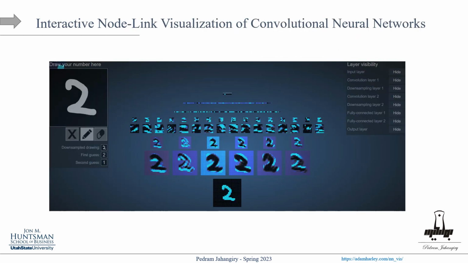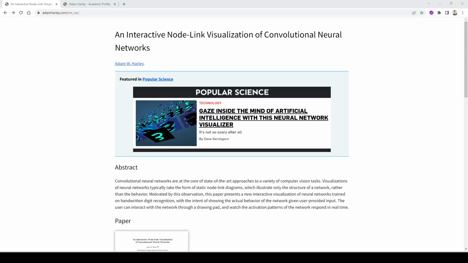All right, now let's look into a cool visualization of the CNN. This is actually a paper written by Adam Harley. So here's the link if you want to play around with this visualization on your own. The title of the paper was Interactive Node-Link Visualization of CNNs. So let's look into that.